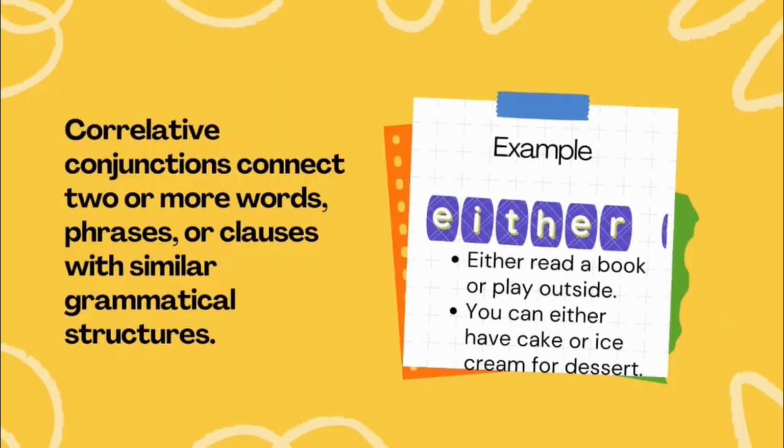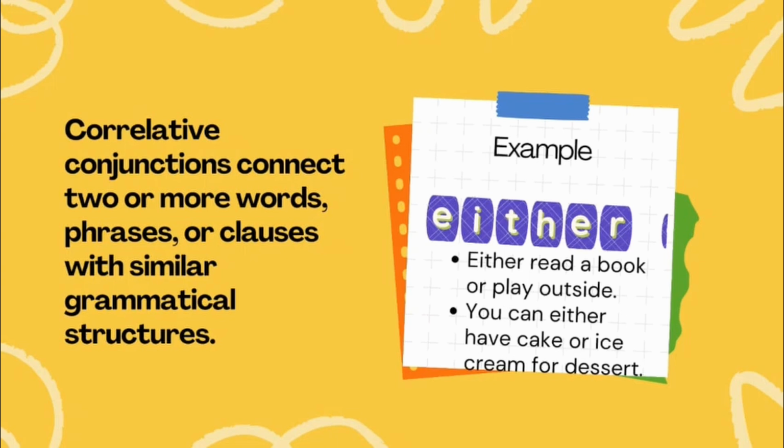Let us quickly look at the first pair, either or. The correlative conjunction either or is used to present two positive options or choices. Either you read a book or play outside. You can either have cake or ice cream for dessert. It is used to present two positive options to be picked from.